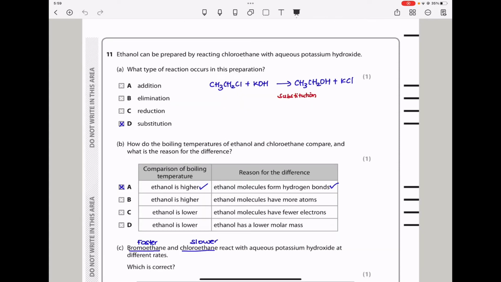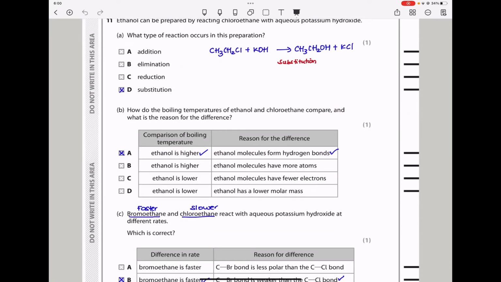Question 11. Ethanol can be prepared by reacting chloroethane with aqueous potassium hydroxide. What type of reaction occurs in this preparation? If you look at this reaction here, we are using chloroethane and potassium hydroxide. The product is going to be an alcohol and potassium chloride. So this is a substitution reaction because one nucleophile went out as another nucleophile came in. So the answer here should be a D.